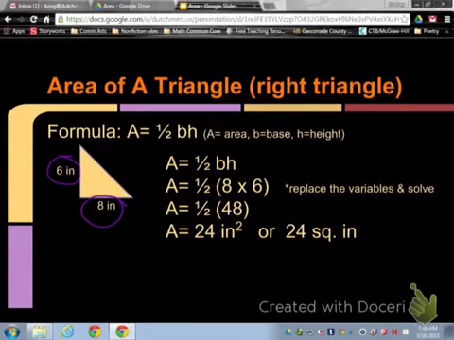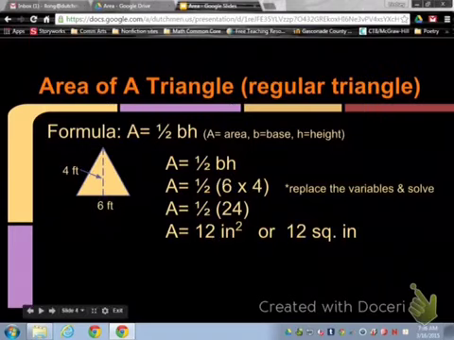Then we work through order of operations. So starting with our parentheses, we do 8 times 6, which gives us 48, and then we multiply 48 times 1/2, or it would be the same thing as 48 divided by 2. Our answer we would get would be 24 inches squared, or 24 square inches.